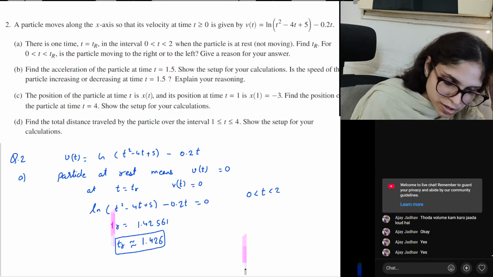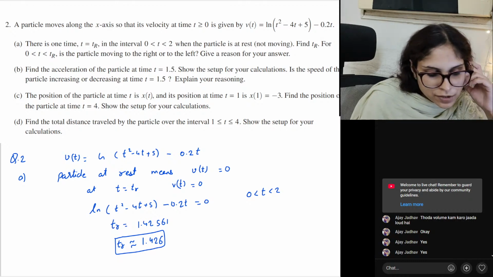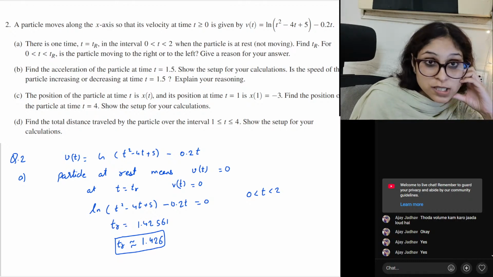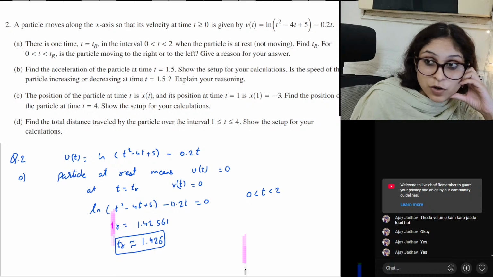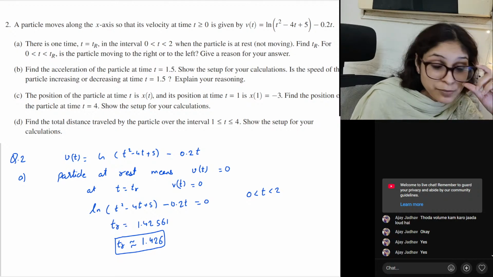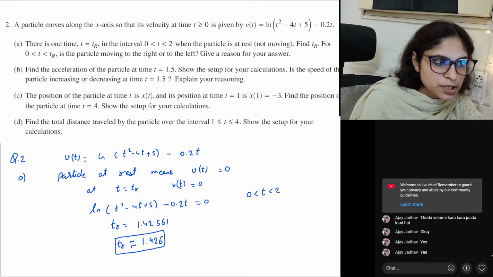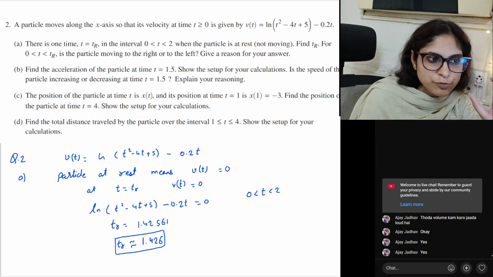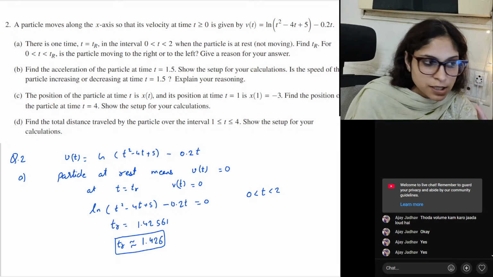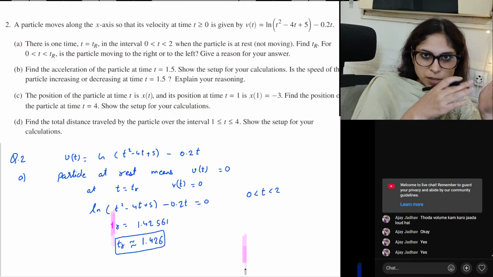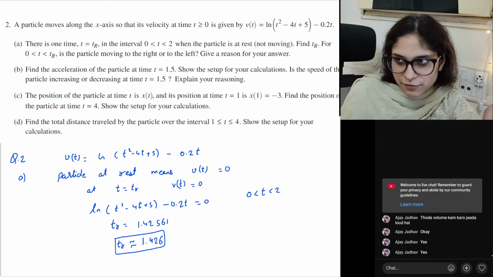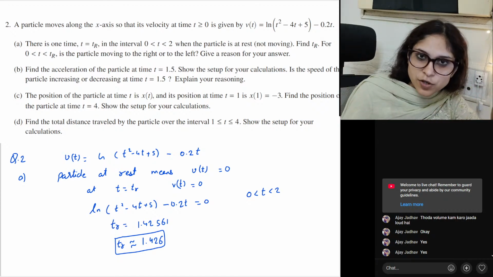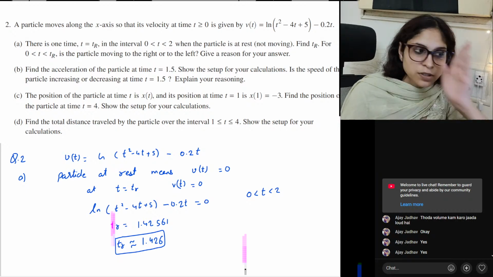So if the position is positive or negative, we cannot know anything. But if position is increasing, then the velocity has to be positive. And if position is decreasing, then velocity has to be negative. So we just have to see if the velocity is positive or negative to identify whether it is increasing, that is going from left to right, or if velocity is negative, then it will be going from right to left.